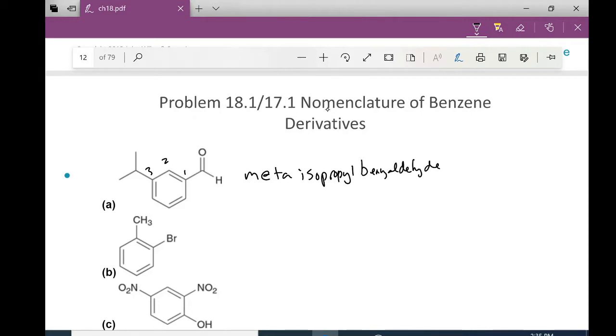Okay, and here we have in the ortho position, we have a bromine. So this is ortho bromo toluene.